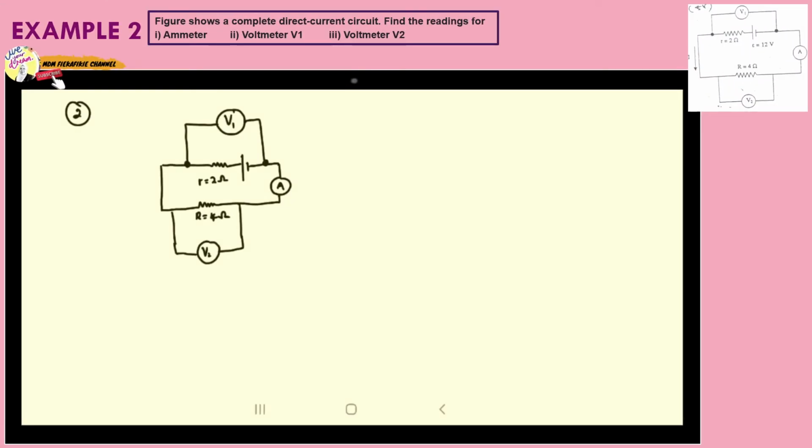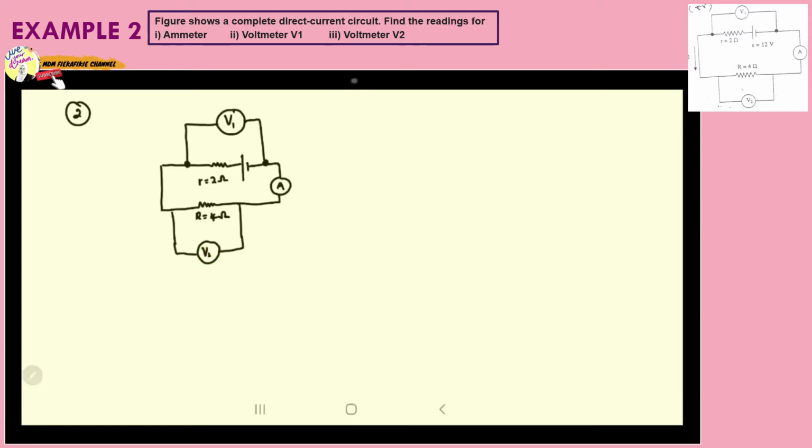Okay, example number 2. Here we have a figure that shows a complete direct current circuit, and the question asks us to find the readings for the ammeter. Look here, we have the ammeter. So we want to find the reading of the ammeter, which means the value of current that flows in the circuit. And we want to find the reading for voltmeter V1 here, and also voltmeter V2 here.